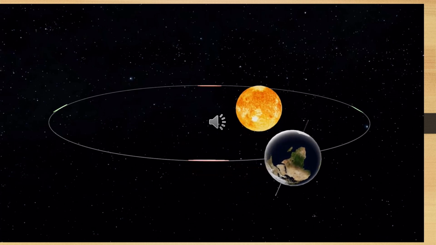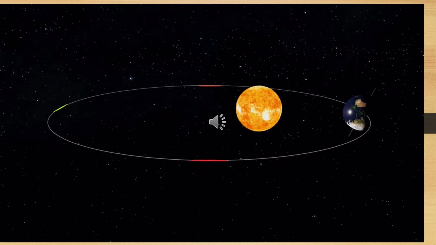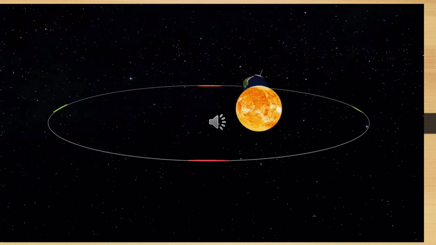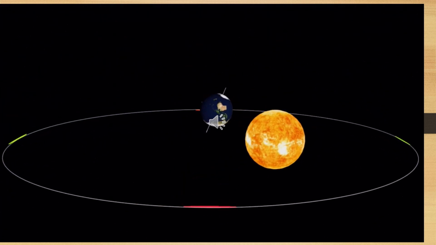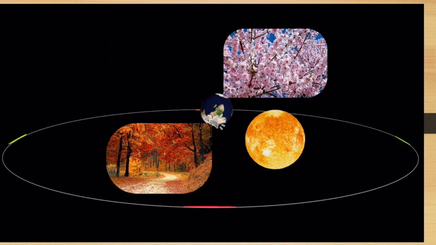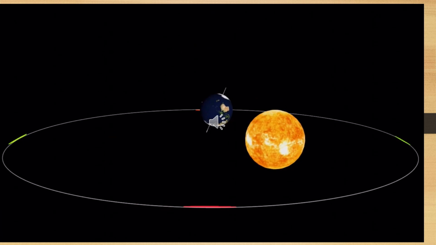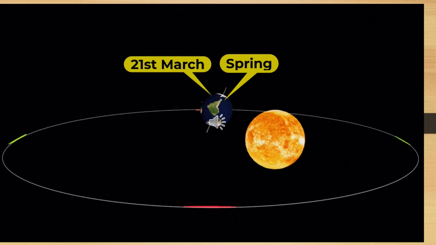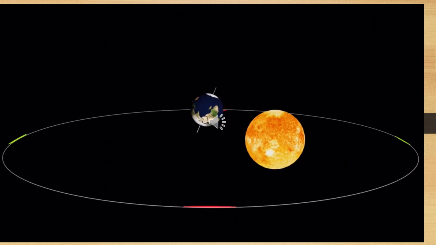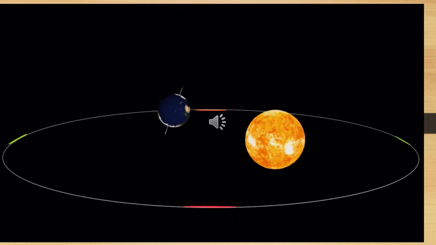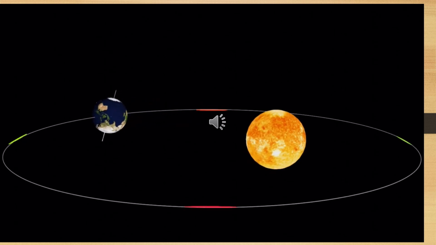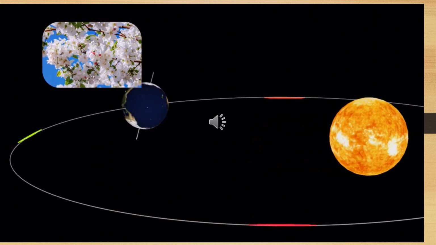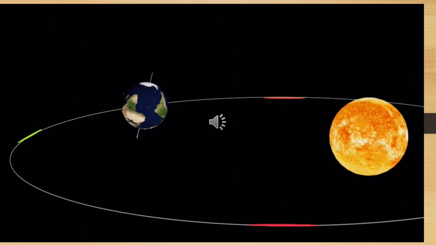As the Earth orbits the sun, different parts of the Earth receive different amounts of sunlight depending on the season. As the Earth orbits the sun, the northern and southern hemispheres experience opposite seasons due to the tilt of the Earth's axis. During the spring, the northern hemisphere begins to tilt towards the sun, bringing longer days and warmer temperatures. This is the time when flowers and trees start to bloom.